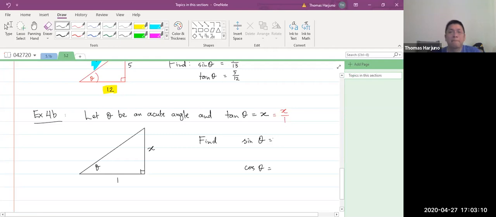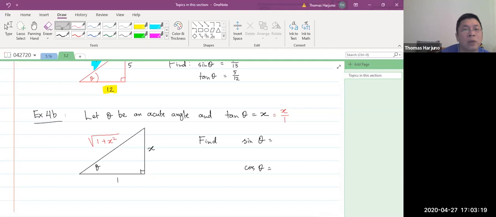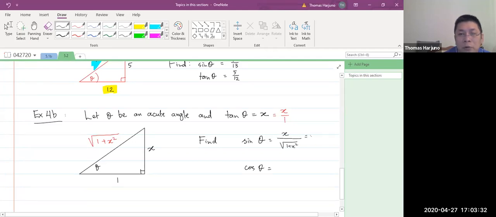Okay, now we see that by Pythagorean theorem, this will be square root of 1 squared plus x squared. Therefore, sine theta will be the opposite of theta, x, over the hypotenuse, square root of 1 plus x squared. If you rationalize the denominator, this will be x square root of 1 plus x squared over 1 plus x squared.